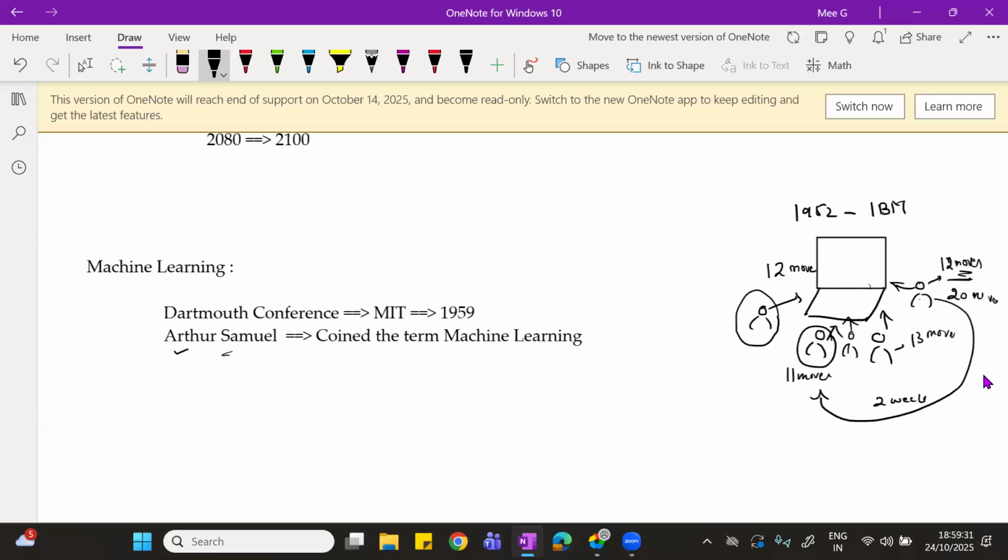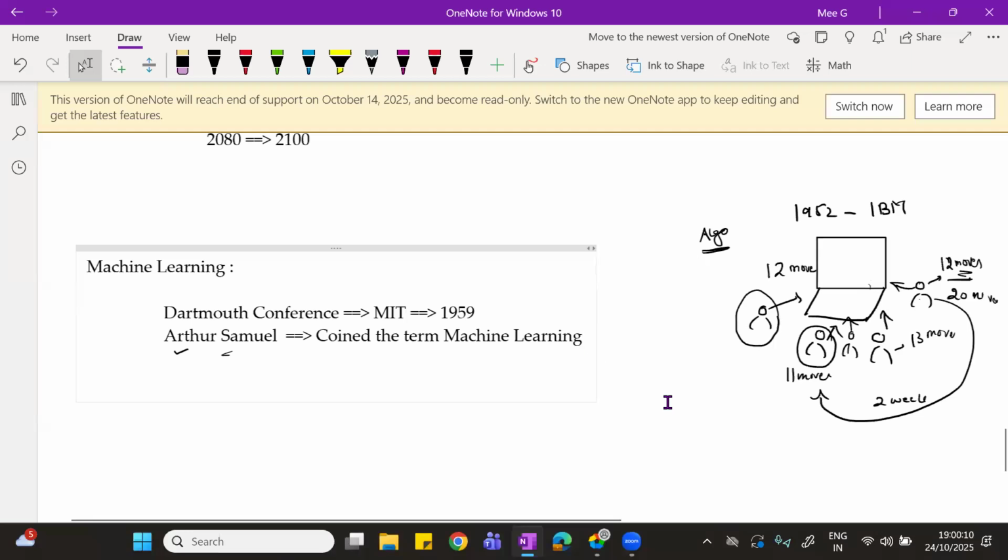Then the author Samuel observed that as more and more people were playing, it was learning the strategies. It was learning the strategies on its own, because this program was based on an algorithm. That is the reason he gave it the name machine learning, like the machine is learning by itself. That's why he gave the name machine learning. So that's how it came down.